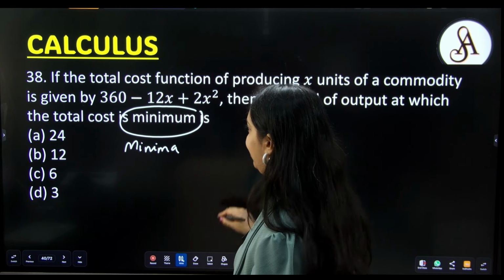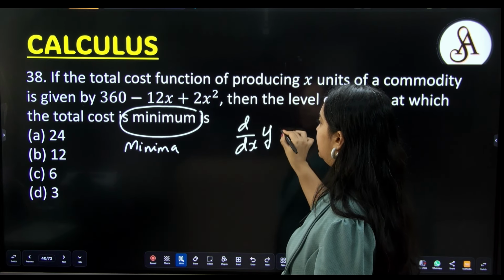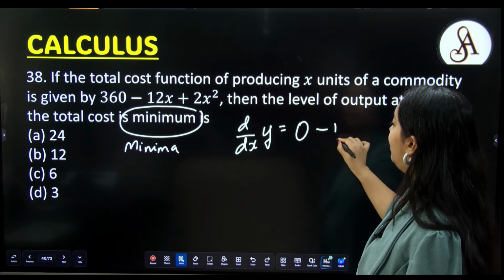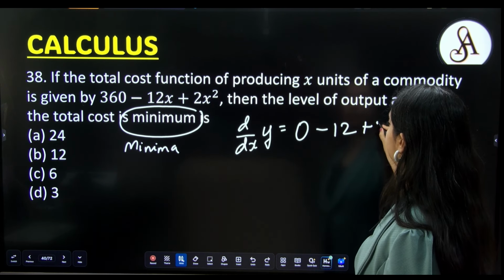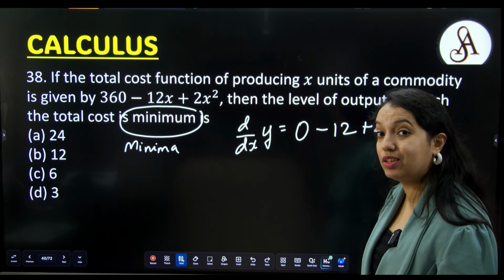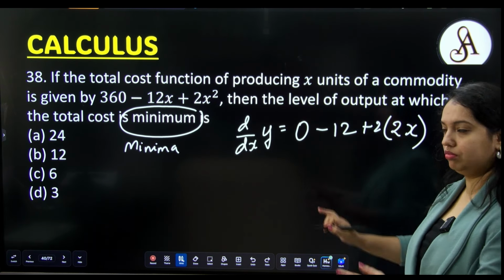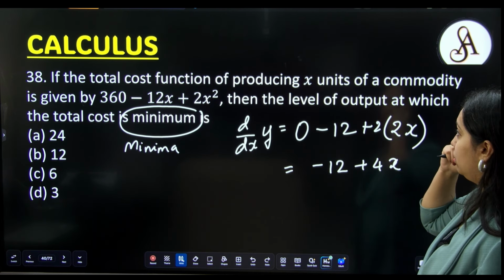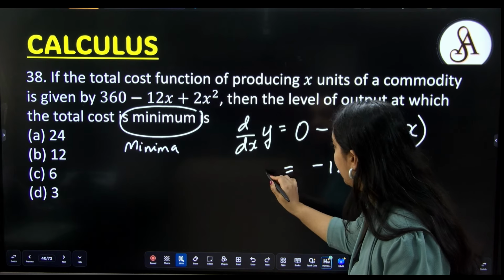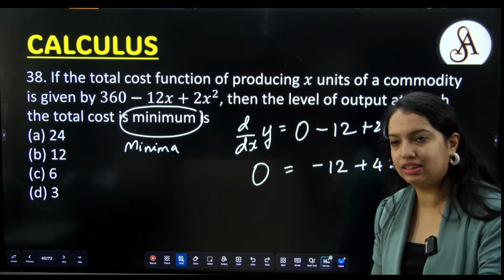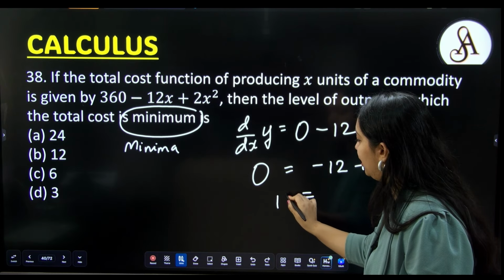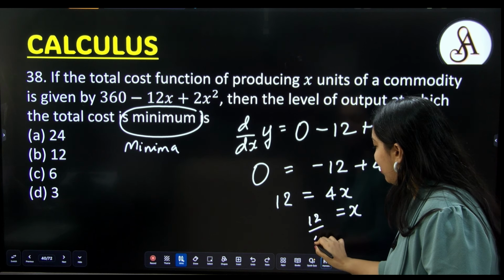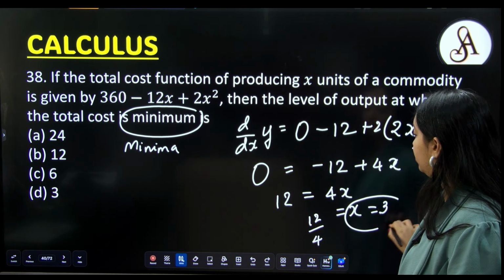What we have to do? Find the derivative. Let us consider this as y. Derivative of 360, any constant, is 0. Derivative of 12x is 12. Derivative of 2x square is 2 into derivative of x square, n into x power n minus 1. So it will become minus 12 plus 4x. This has to become 0 if the cost has to be minimum. If I take minus 12 to the left hand side, it is plus 12 equal to 4x, or x is equal to 12 divided by 4, x is equal to 3.